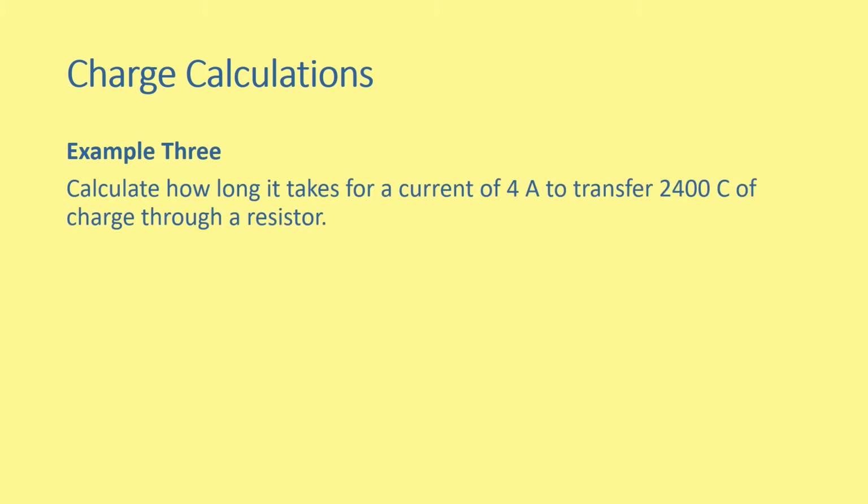Example 3. Calculate how long it takes for a current of 4 amperes to transfer 2,400 coulombs of charge through a resistor. Q is equal to IT. 2,400 is equal to 4 times T. T is equal to 2,400 divided by 4. T is equal to 600 seconds.